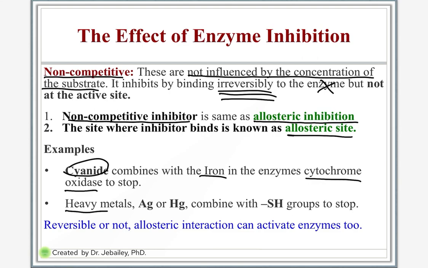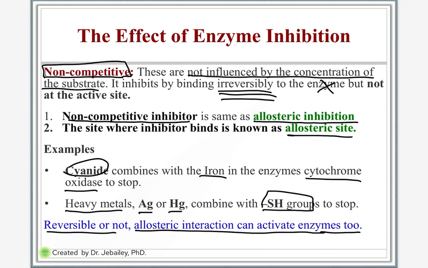We also have heavy metals such as silver and mercury. These can also stop the SH groups. What are the SH groups? That's the disulfide bonds, and that can stop production of protein. So, reversible or not, allosteric reactions can activate enzymes too. So it's not always necessarily a problem. But when it comes to non-competitive inhibitors, it always stops the process.